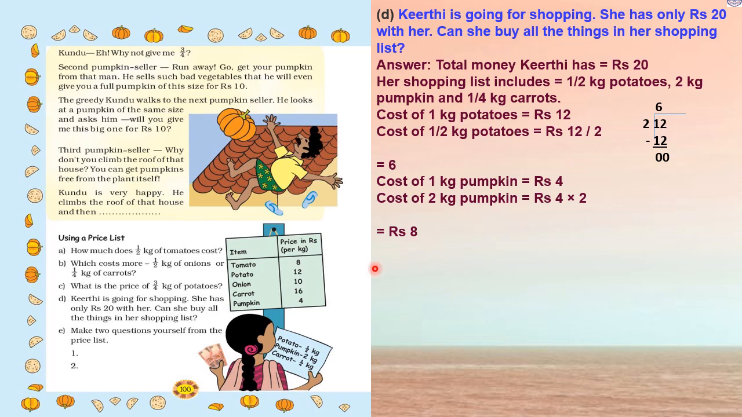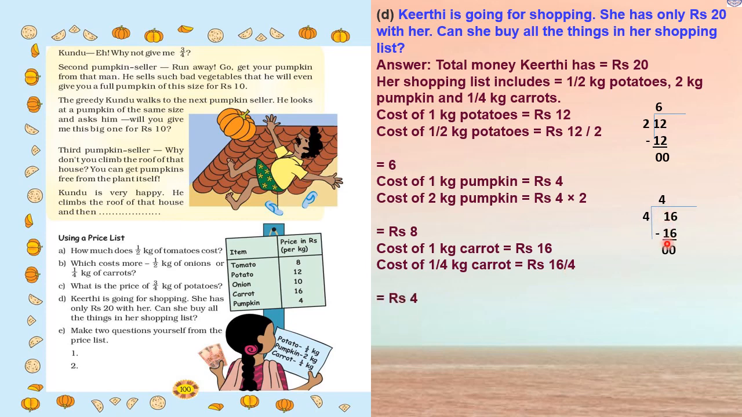Now she has to buy 1/4 kg of carrot. The cost of 1 kg of carrot equals rupees 16. Now 1/4 kg of carrot equals, how will we do it? 16 divided by 4. Then in the 4 table, when 16 comes, 4 fours are 16. So that is rupees 4.